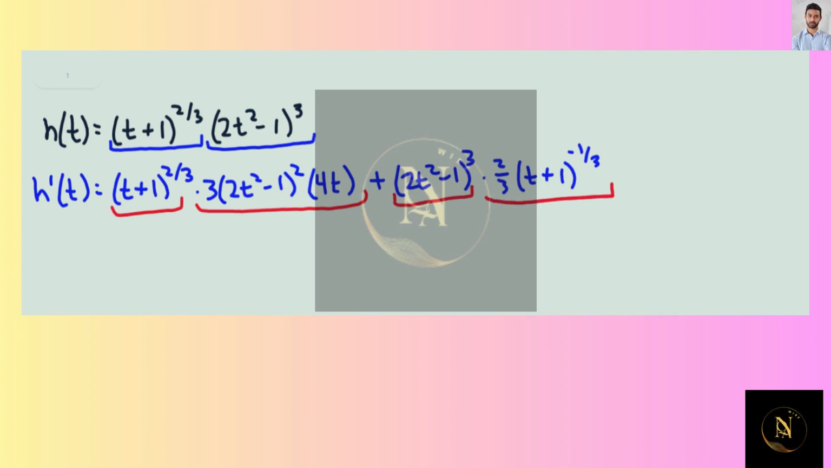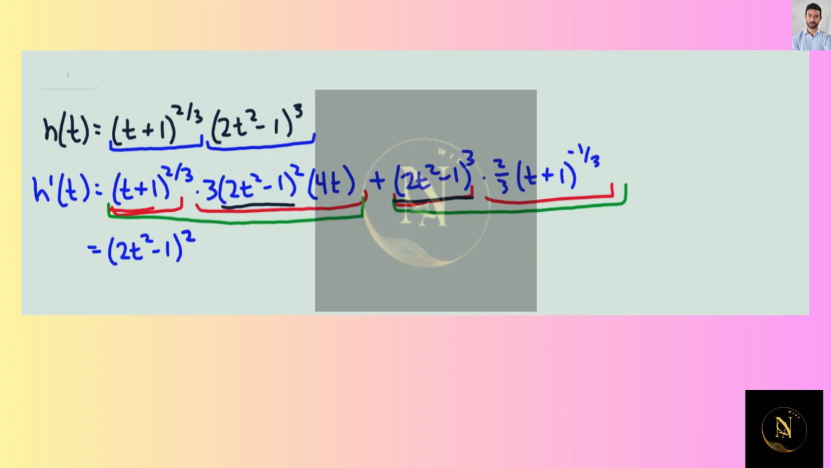Okay, now we want to see this answer as two terms. This is one term, and this is one term. And we want to look for what we can factor out of both terms. Okay, so one thing we notice is that we have a 2t squared minus 1 squared in one, cubed in the other. So we can factor out 2t squared minus 1 squared. Now, is there anything else we can factor out?